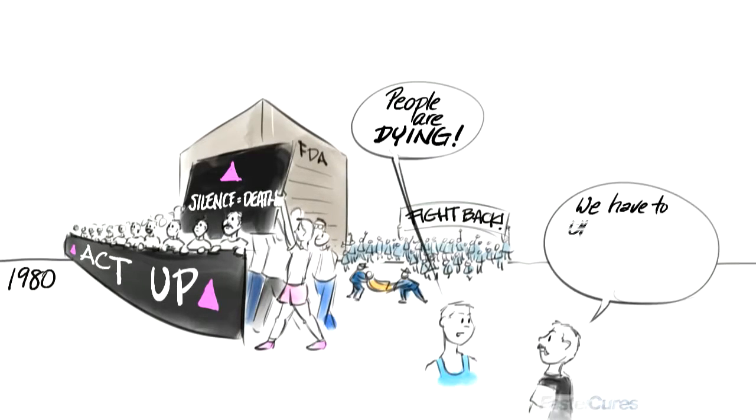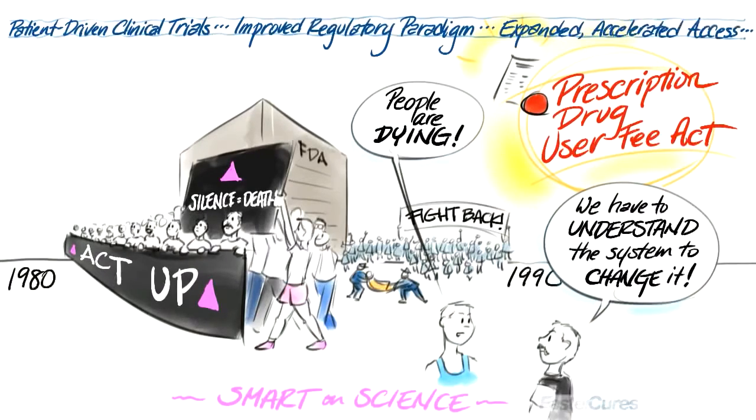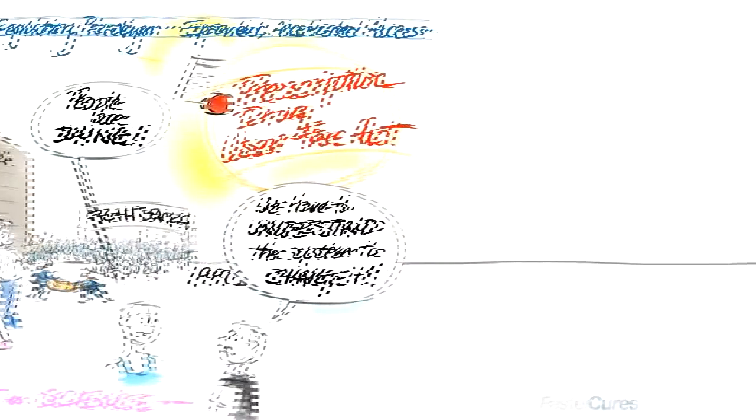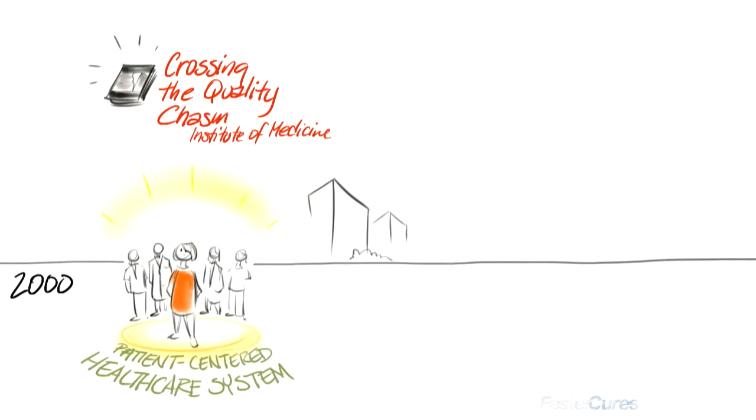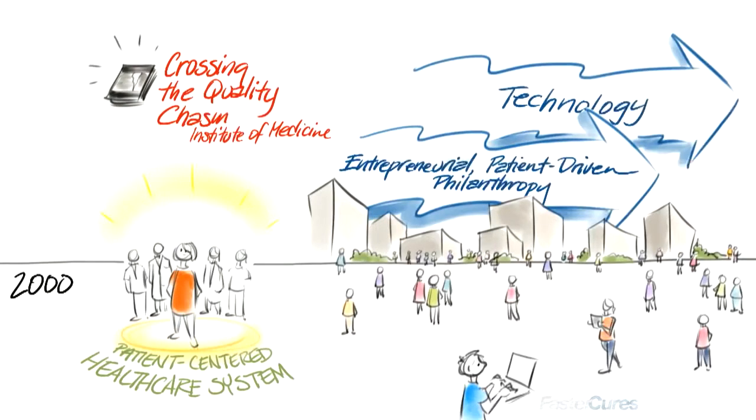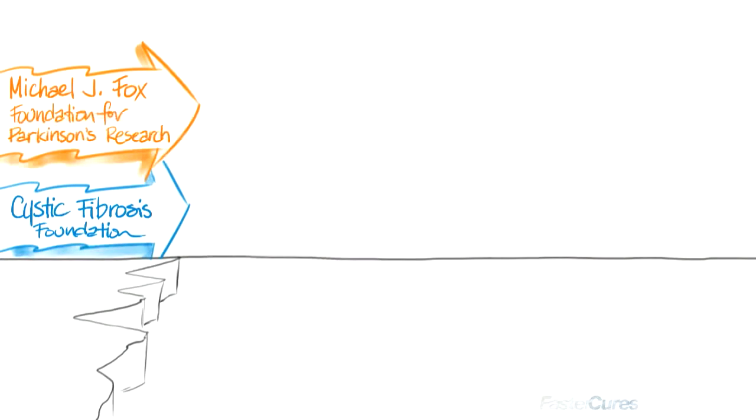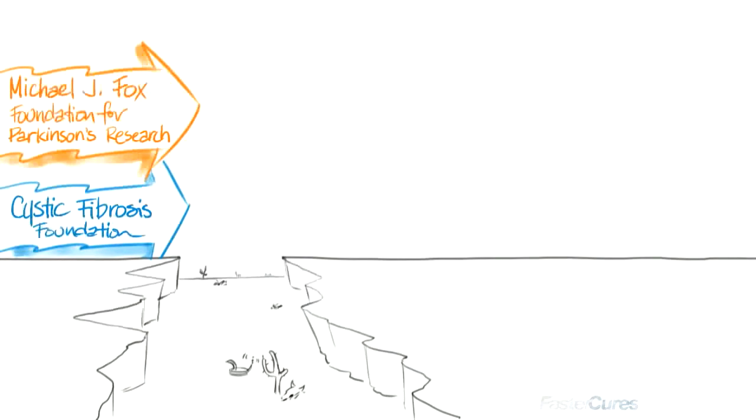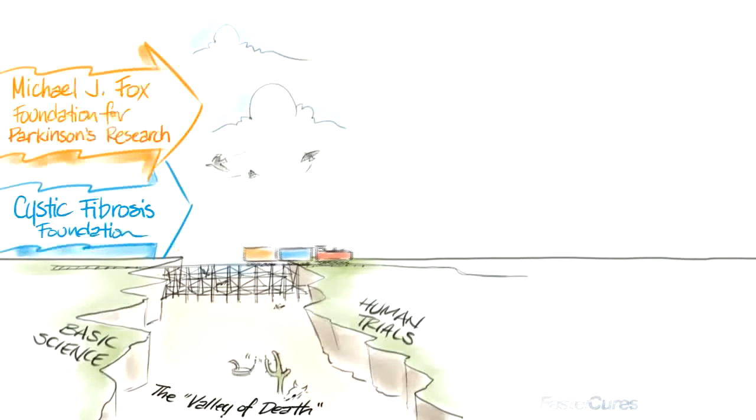By getting smart on the science, not just loud on the issues, AIDS activists demanded change and got results. Throughout the 2000s, the role of patients as partners began to permeate the R&D landscape, spurred by technology that connected and empowered patient communities. Forward-thinking venture philanthropies like the Michael J. Fox Foundation for Parkinson's Research and the Cystic Fibrosis Foundation stepped up to fund and support the kind of research that moves basic science down the path toward treatments, helping to bridge the so-called Valley of Death.